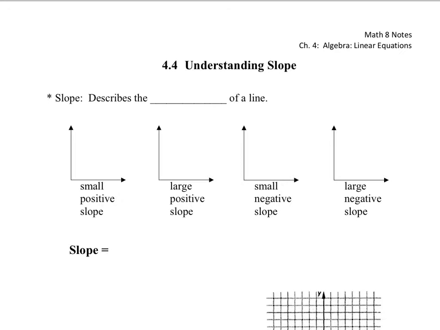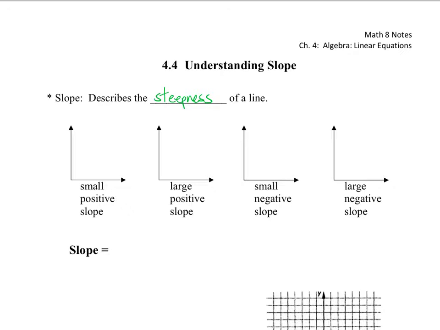Understanding slope. When I hear the word slope, I automatically go to skiing, right? Like on a hill, like downhill skiing, there's a slope. Like, oh, the slopes. But we're talking in math now. It's going to kind of relate a little bit. Slope describes the steepness of a line. So how fast does it go down? How fast does it go up?